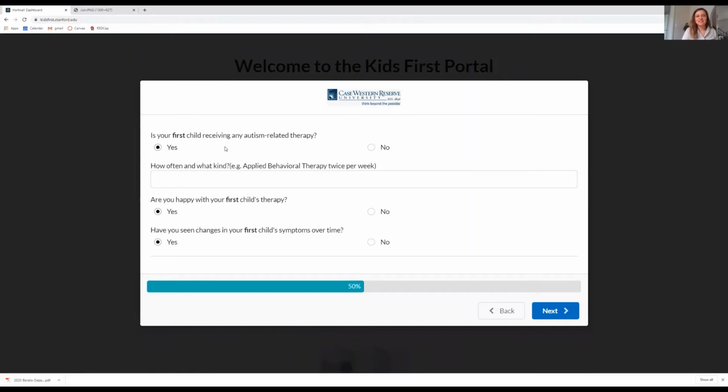On this page, please indicate if your child is receiving any autism-related therapies, such as ABA therapy, occupational therapy, social skills training, speech therapy, or taking medication. And then please describe the type and frequency of the therapy. Next, please indicate if you're happy or satisfied with your child's therapy. And then indicate if you've seen changes in your child's symptoms over time. Then click Next to continue.